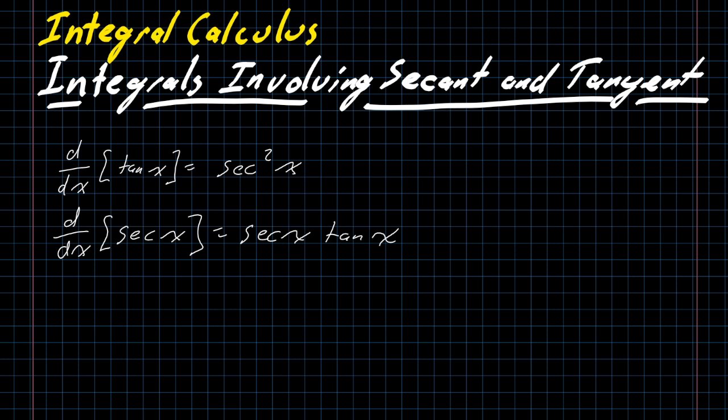If your powers on both secant and tangent are even, then this is fairly straightforward. If your powers on both are odd, then this is fairly straightforward. But in other cases, that's where things get a little bit tricky, and there's not a definitive way you can do this.